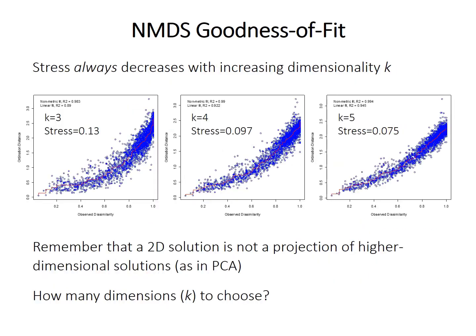So by definition, stress, which is this mismatch between the ordination fit and the real data, must always decrease as you consider more dimensions. Dimensionality is often given the letter K in this context. And this sort of intuitively makes sense. I mean, if your original data has 5 dimensions, and you do your ordination in 5 dimensions, you can fit it perfectly. You can get a perfect match because you just are using the exact same space.